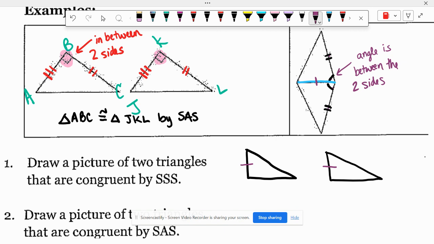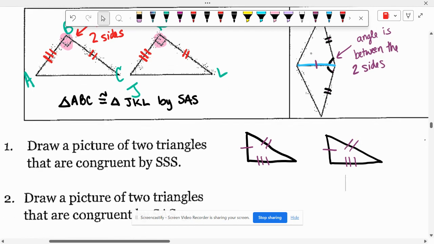What other two sides have to be congruent to each other? The top two, the hypotenuse. Okay. And then what else? Yeah, the base. 1, 2, 3. So I have 3 sides of one triangle congruent to 3 sides of another triangle, right? Does that make sense? That's how we draw that.